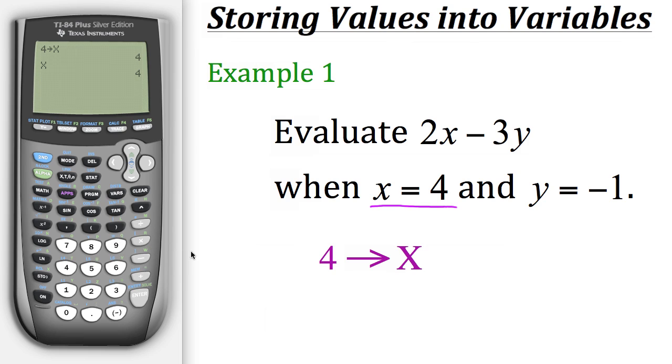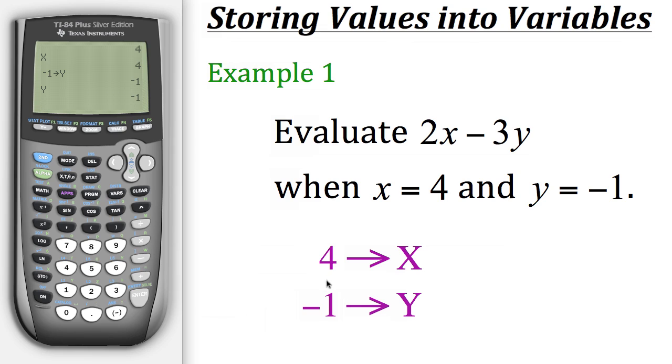Now let's do the same thing with our y value. In our example, our y value is negative 1. So let's store that into the letter y on our calculator. So we'll first put in negative 1, and then store, and now we pull up the letter y, then hit enter. So now whenever we recall the letter y on our home screen, we'll get its value of negative 1.